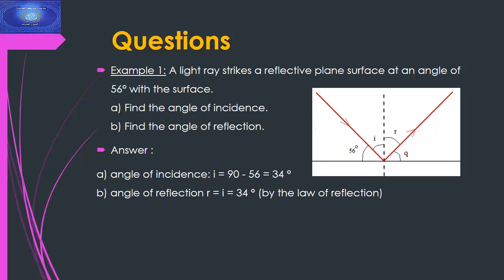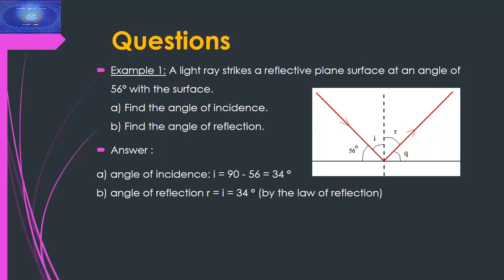Now we will solve these questions related to laws of reflection. A light ray strikes a reflective plane surface at an angle of 56 degrees with the surface. Find the angle of incidence and find the angle of reflection. As we see in this figure, 56 degrees refers to the angle between the incident ray and the surface. So this angle is not the incidence angle. Incidence angle is calculated by 90 minus 56, because the total angle between normal and surface equals 90 degrees. To calculate, I equals 90 minus 56 equals 34 degrees.